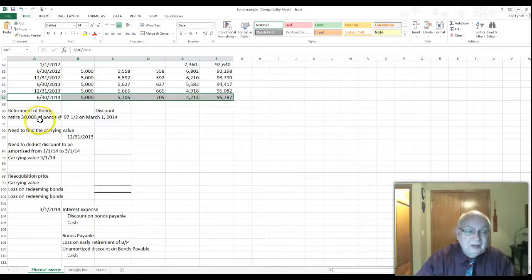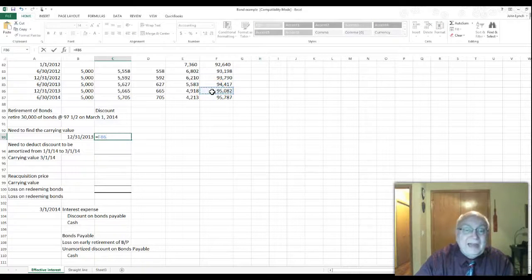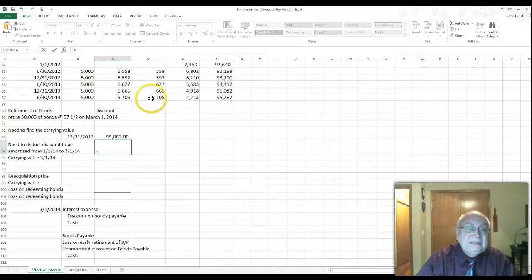So we retired $30,000 of bonds at 97.5 on March 1st. The first thing we need to do is find the carrying value. The carrying value to start with is our balance that we have on the balance sheet. On December 31st, we'd have $95,082. Then we need to amortize part of the discount that we have coming yet. So we would take this 705 times 2 divided by 6.